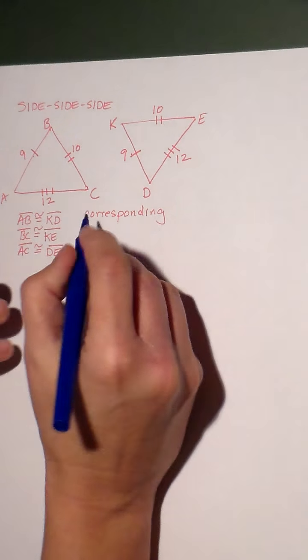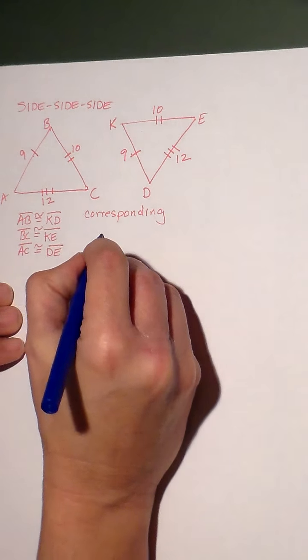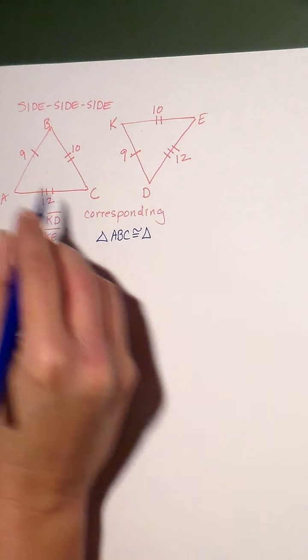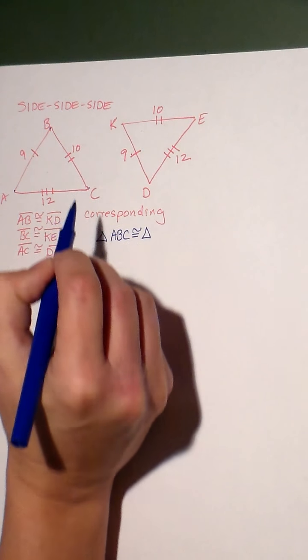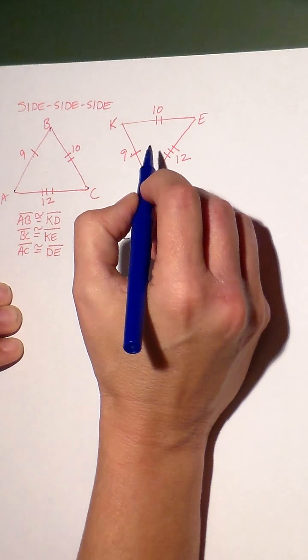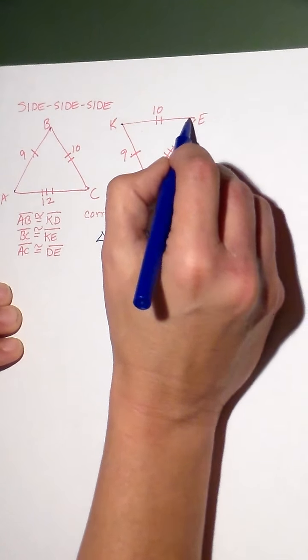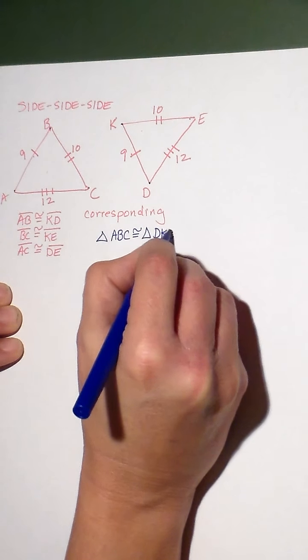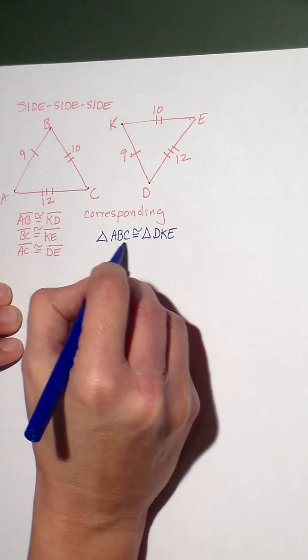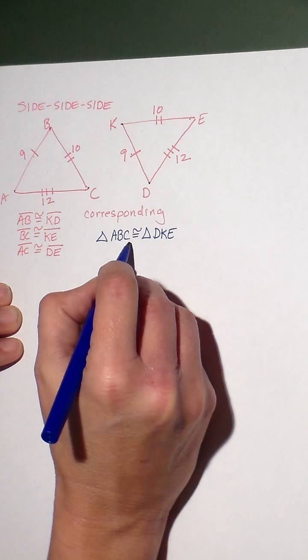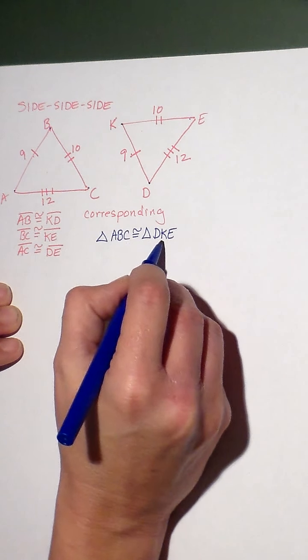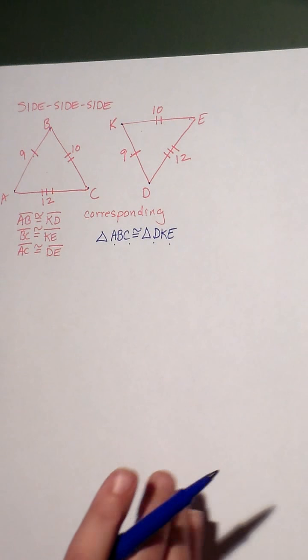Therefore, I can say triangle, and be careful how you name it. How you name the second one depends on how you name the first one. You've got to match them up. If I call the first one ABC, triangle ABC would be congruent to triangle DKE. So those two are congruent. And I matched it up because AB is congruent to KD, BC is congruent to KE, and AC is congruent to DE. So you can see that they match up. And that's how you use side, side, side.